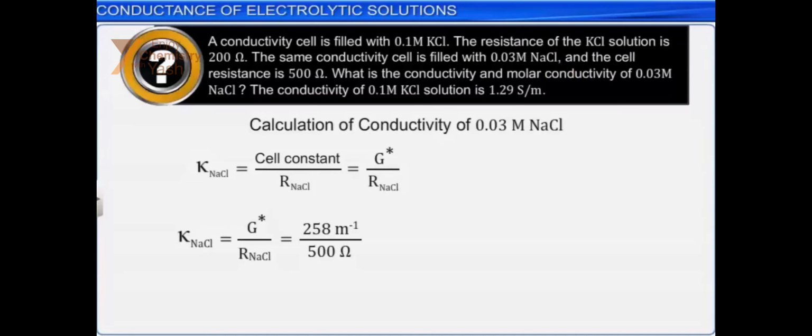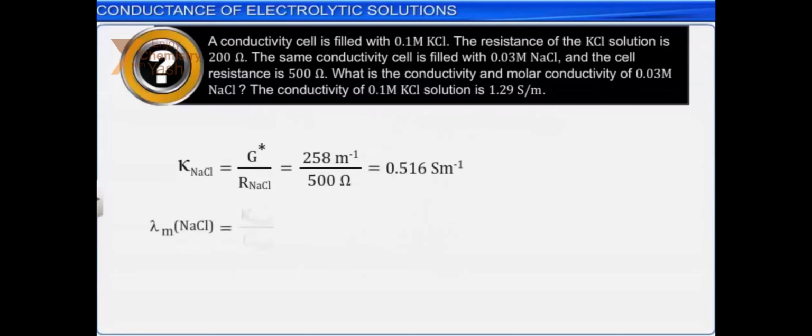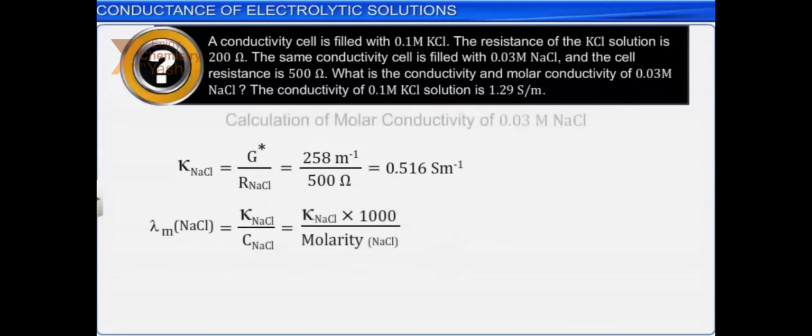We can use the equation shown here to find the molar conductivity from the conductivity and the molarity of the sodium chloride solution. By substituting and evaluating, we determine the molar conductivity to be 1.72 into 10 to the power 4 Siemens meters squared per mole.